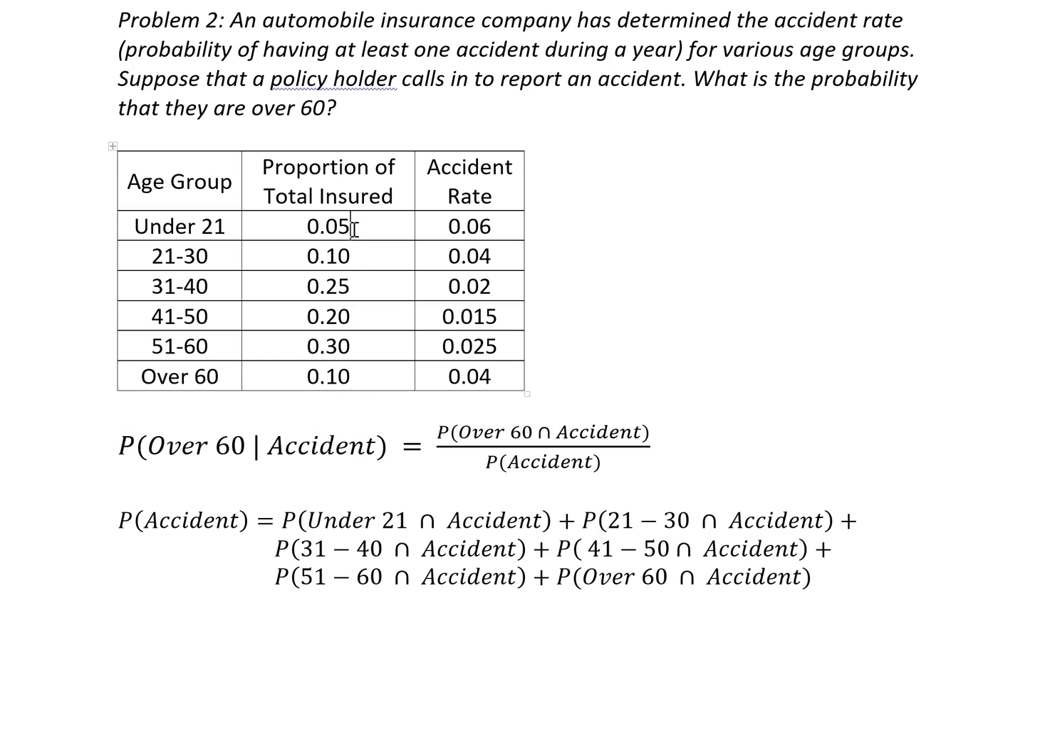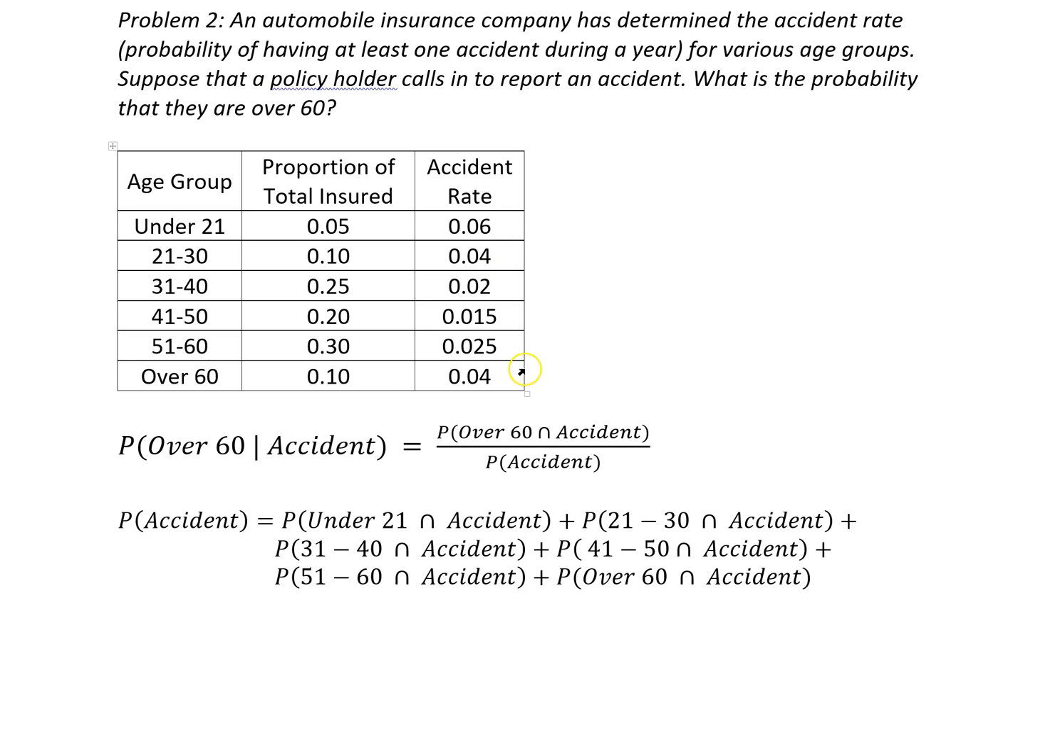This 0.05 tells us that 5% of the policyholders are under the age 21. 10% are between the ages 21 to 30. 25% are between 31 to 40. And we can continue to see the trend. If we add all these numbers up, we get 1, which represents the 100% of policyholders. The third column is accident rate. It is the rate at which each of these age groups would call in for an accident.